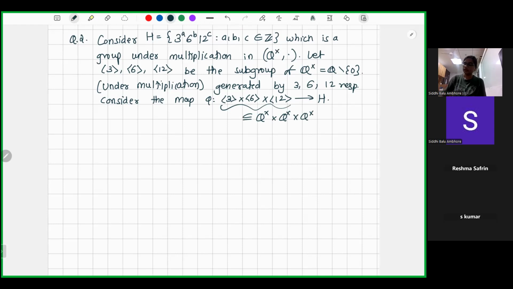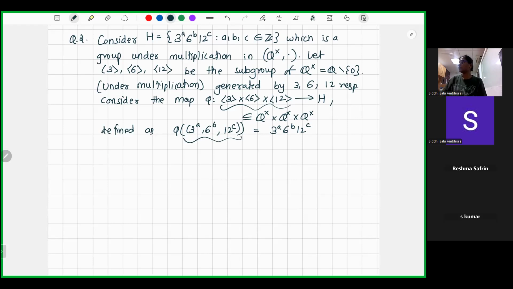And it is defined as phi of (3^a, 6^b, 12^c) is equal to 3^a, 6^b, 12^c. So this is different. This is a tuple in this group, a subgroup of this Q star cube. I can write this as Q star cube. Doesn't matter much. Let's keep it as it is.